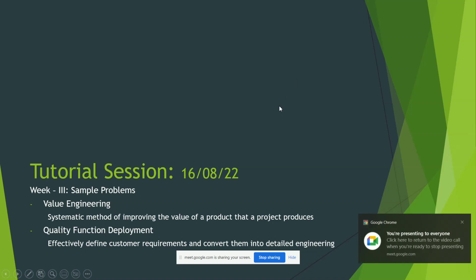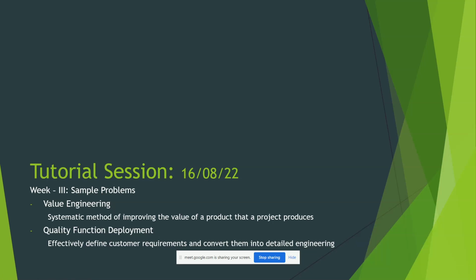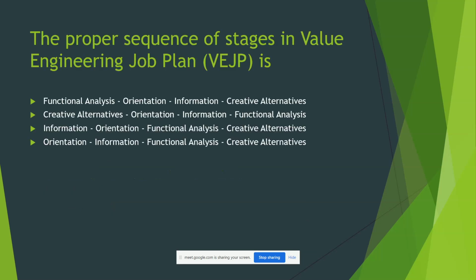Then the quality function deployment effectively will define customer requirements, and in this particular segment, we try to define particular customer requirements and convert them into detailed engineering requirements and the processes that we need to do. So, with that, let us start with the first question that we have today.